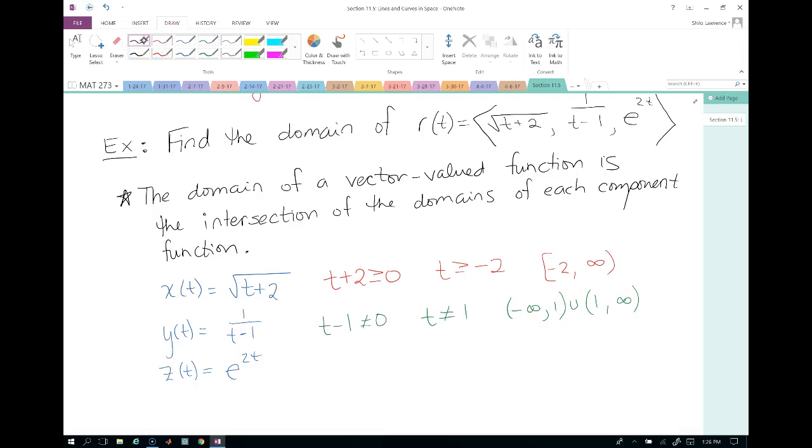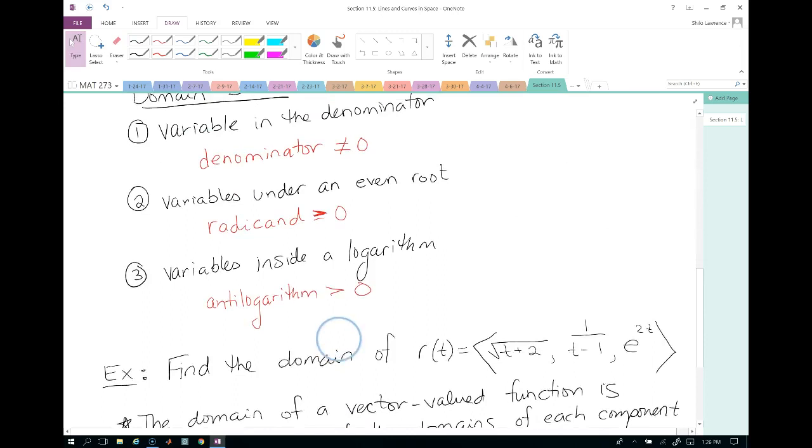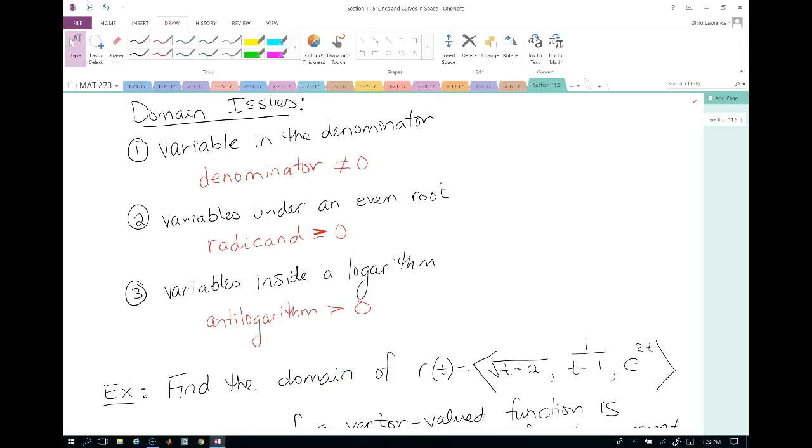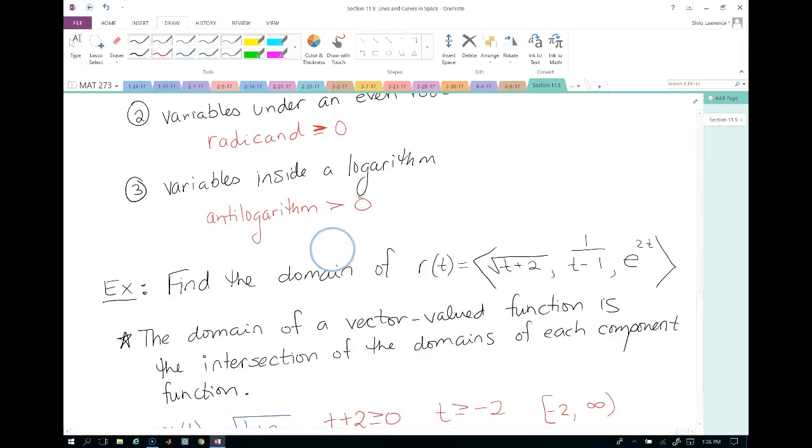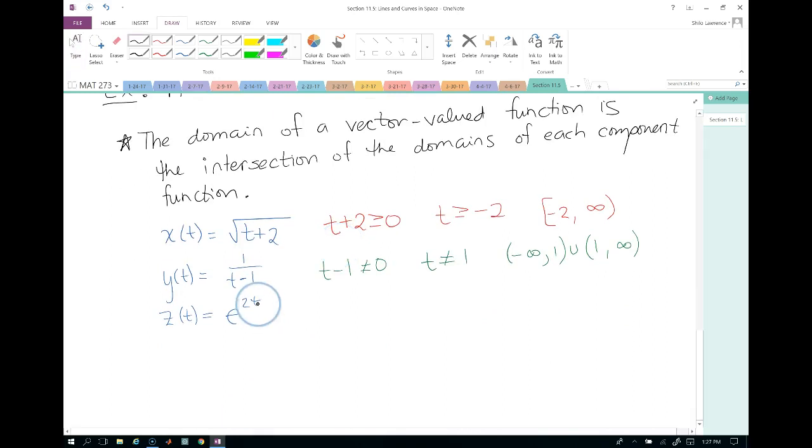For our z of t, we've got an exponential function. And nowhere up here did we talk about an issue with exponential functions, because there isn't. We can plug anything we want in for t, and we will get a real number answer back here. So technically, we can use all real numbers. So that's just a fancy symbol for all real numbers. All I've done is I've drawn an R and put an extra vertical line in it. So interval notation for all real numbers is negative infinity to positive infinity.